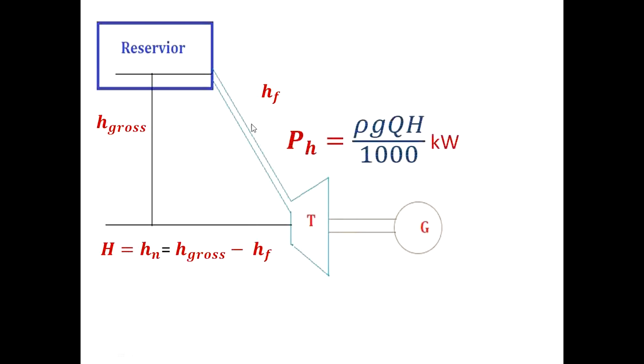Therefore your hydraulic input to the turbine is equal to rho g Q H divided by 1000 kilowatts. Rho into Q gives the mass flow rate. Rho means kg per meter cube, Q is meter cube per second, so meter cube gets cancelled and kg per second will be the unit for rho Q, that is the mass flow rate. Rho Q, mass flow rate, into gH. So we write rho g Q H. Q is the discharge. H is the net head available to the turbine.